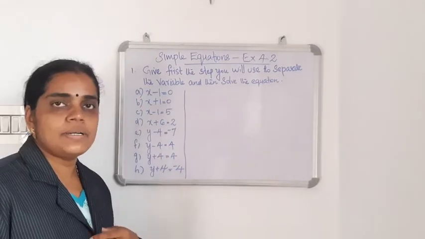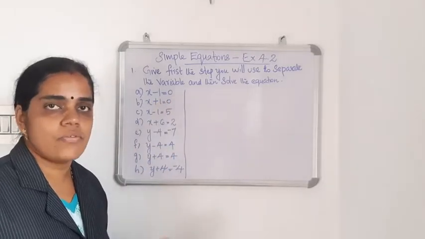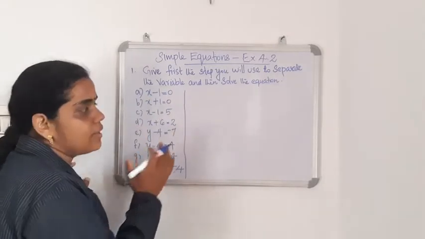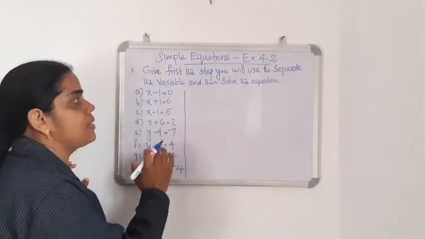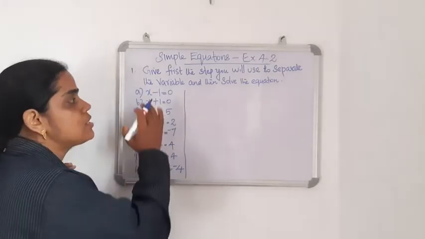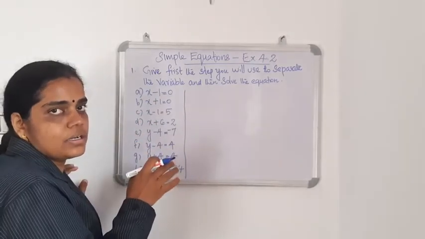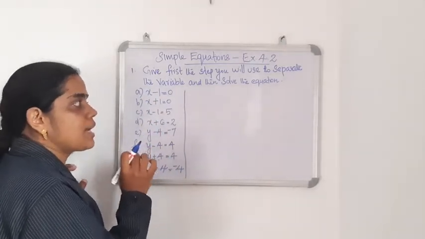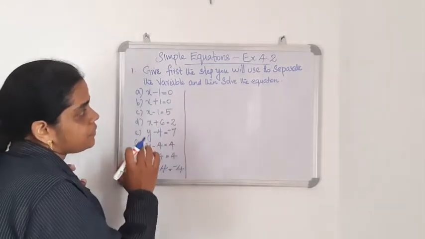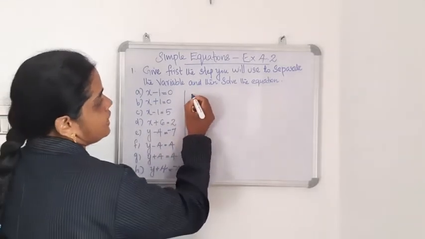What is the variable here? The variable is x, and the constant is 1. Separating the variable means we need only x on one side. So what is the extra number here? It is minus 1. To avoid this minus 1, we need to add plus 1. If we are adding or subtracting a number, we need to do the same operation on both sides, left side and right side.